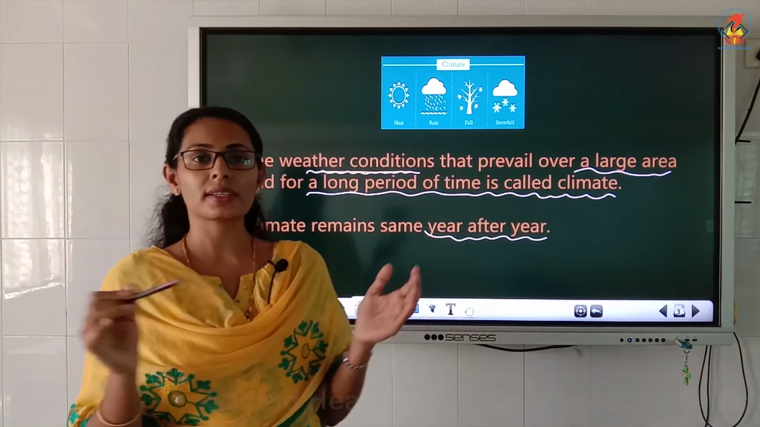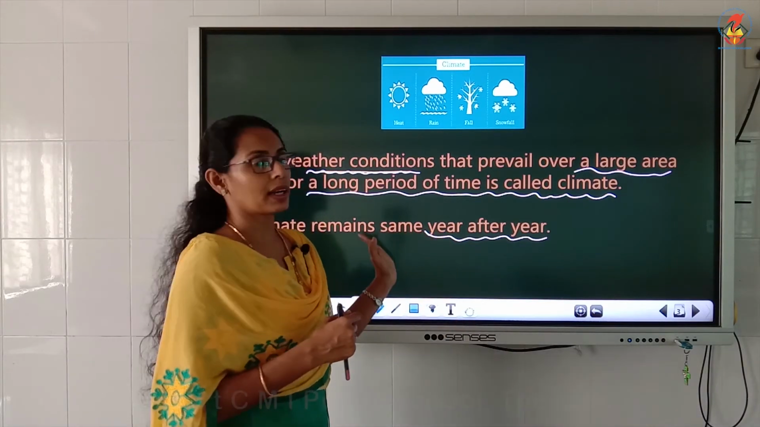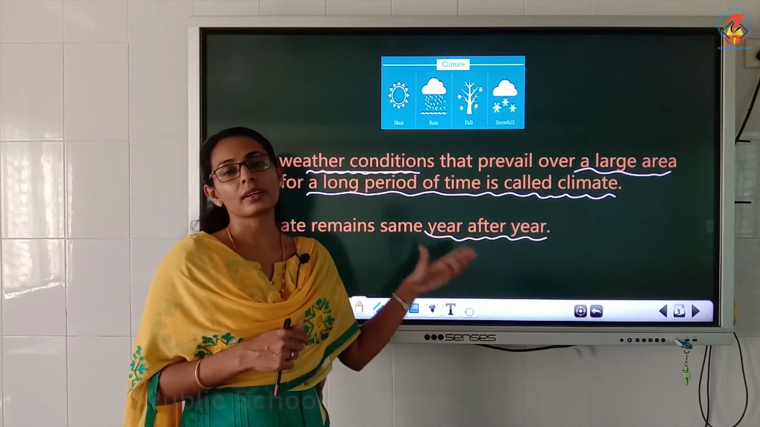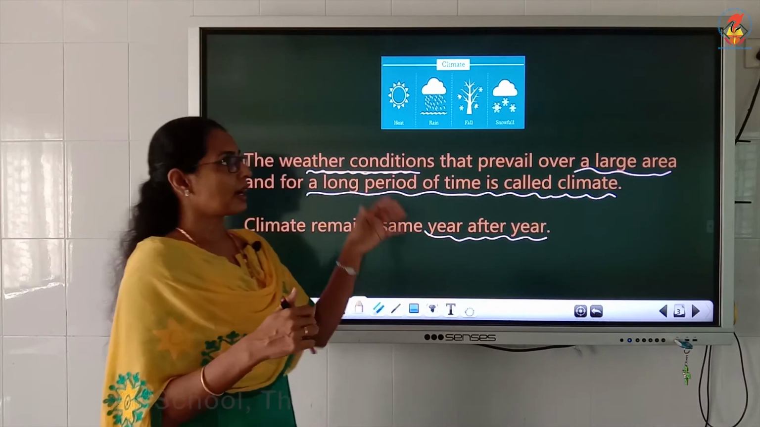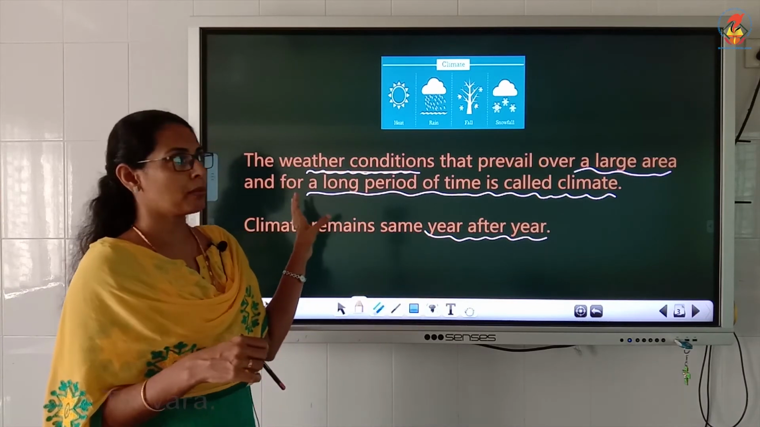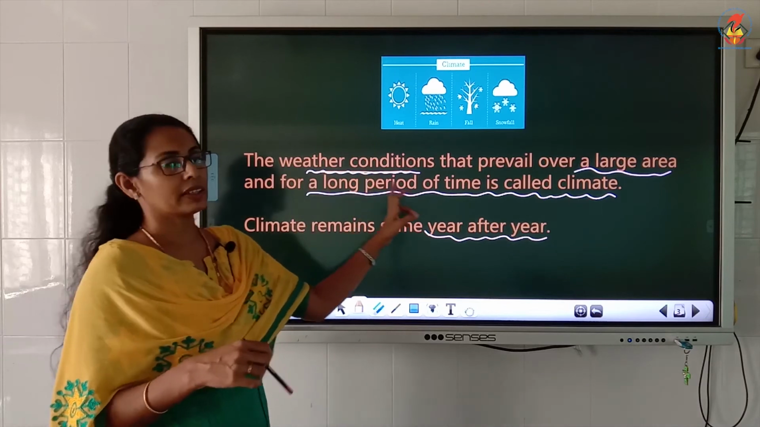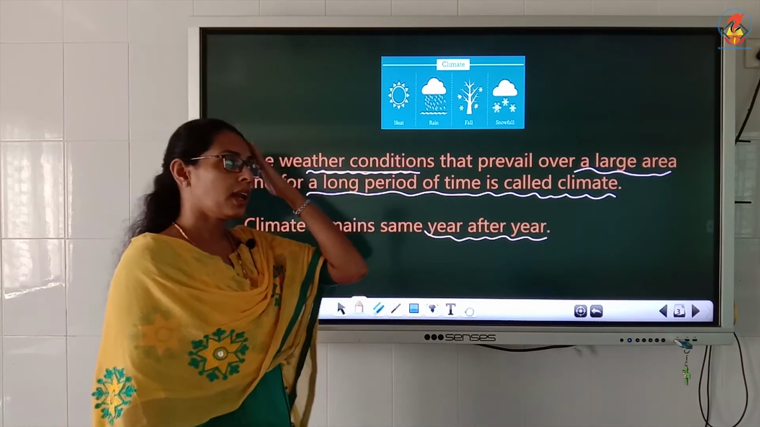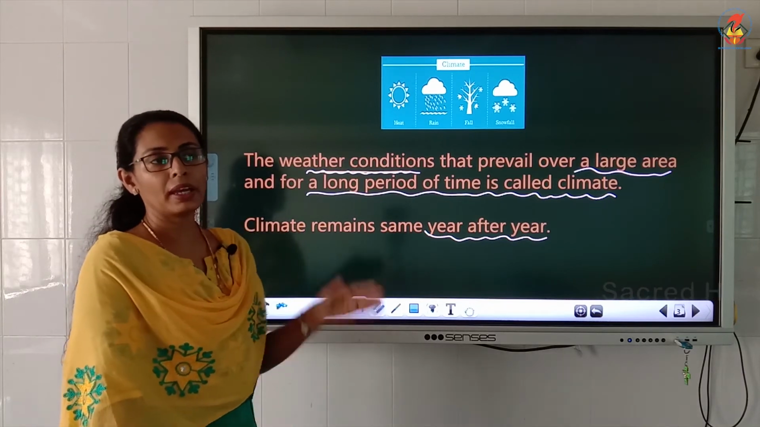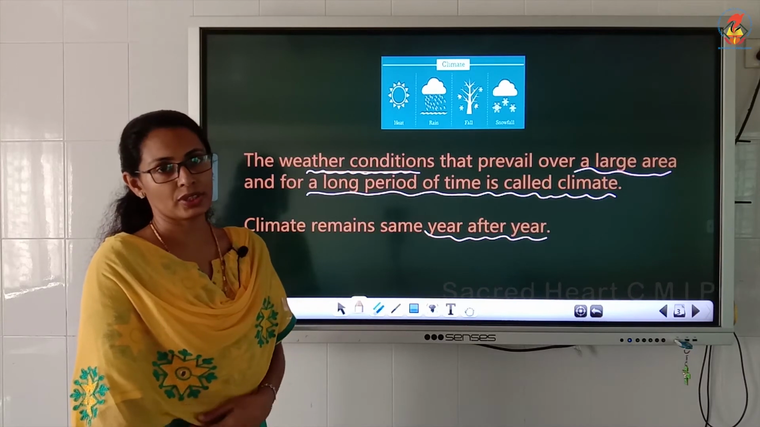Weather changes every day, even within a short time, but the climate remains the same year after year. So that is the difference between climate and weather. Understood? What do you mean by weather? What is the meaning of climate? Climate means the weather conditions that prevail over a larger area or a long period of time, maybe year after year, the same climatic conditions.